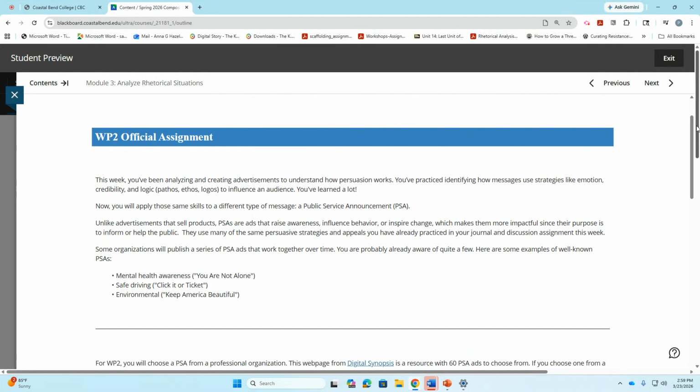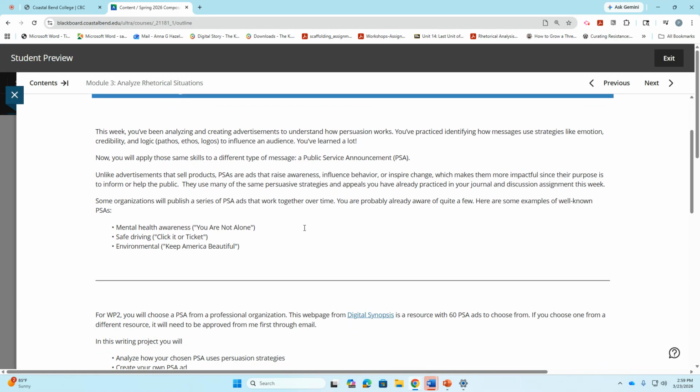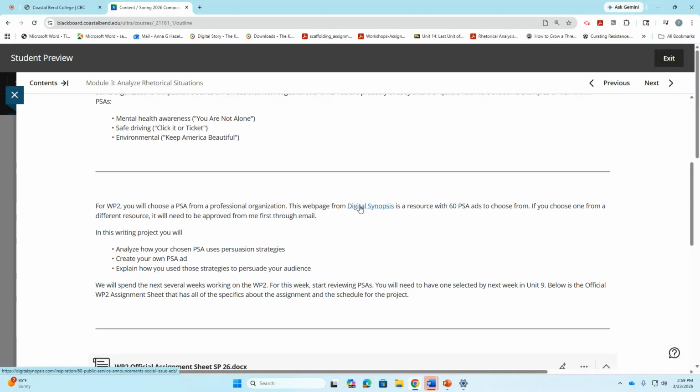There's a couple differences. The difference is that we are going to put this into an essay format, but we're still working with visual text, and instead of just a regular ad, we're going to be doing more like a public service announcement ad or a PSA. So the information I have here explains the difference, so you kind of understand what a PSA is. Okay, and then I also have places for you to go and find a PSA.